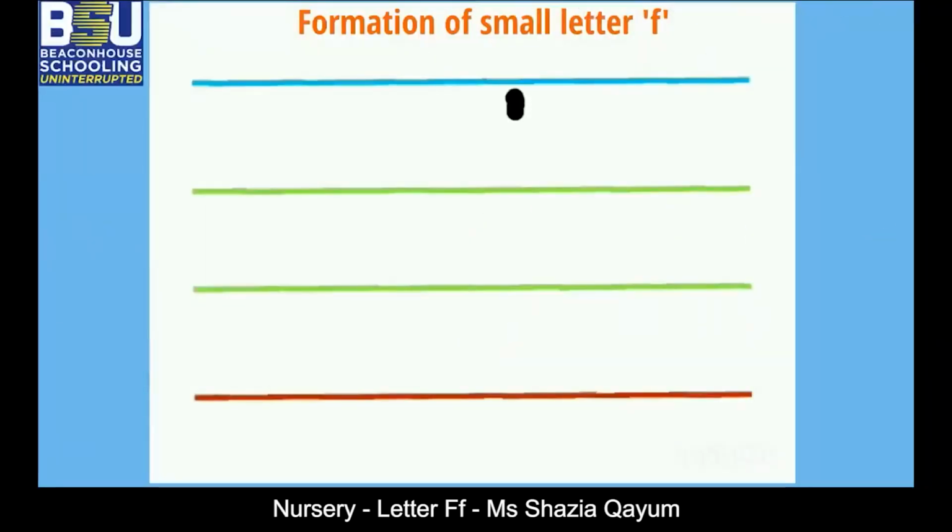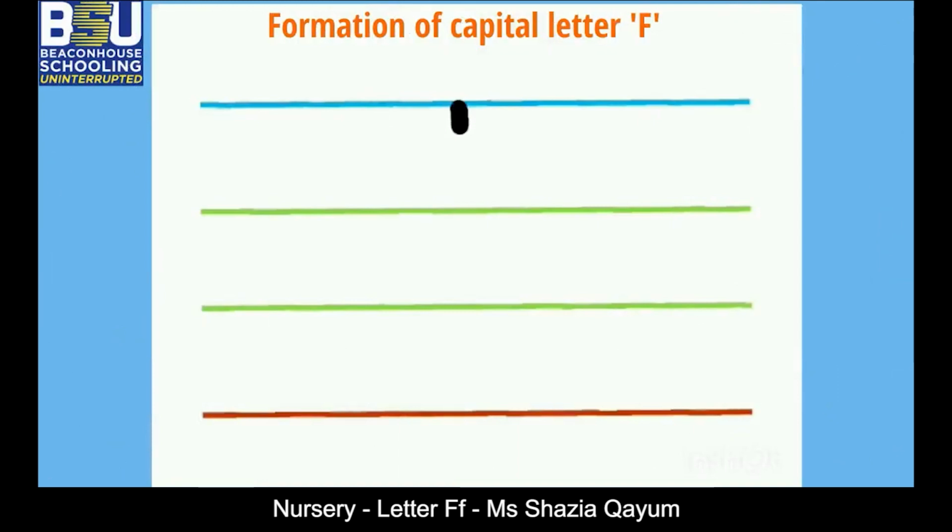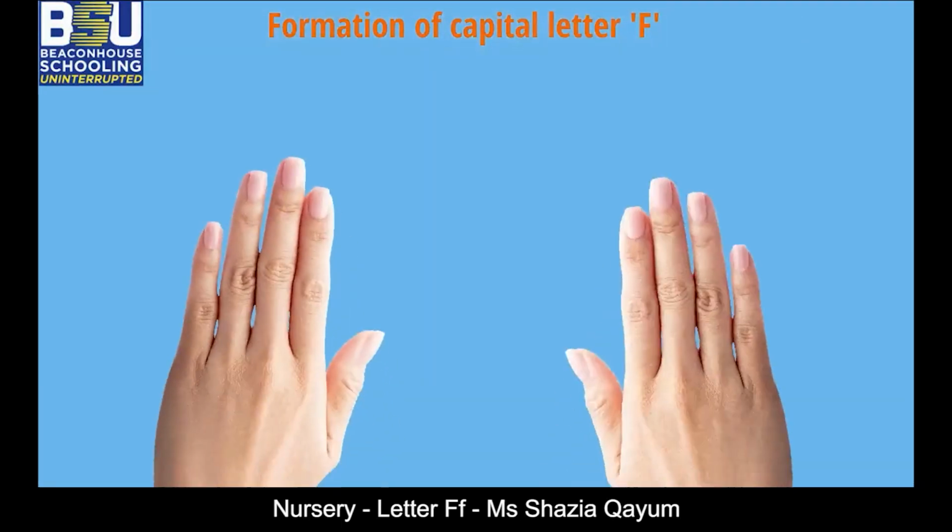For small letter F, draw an inward loop touching the skyline and go down straight, reaching the lower grass line. Then make a small sleeping line across the standing line on the upper grass line. Capital letter F. Start from the skyline, draw a standing line reaching the lower grass line. Go up to the starting point and draw a small sleeping line towards the right on the skyline. Next, go to the upper grass line, draw another sleeping line towards the right in the same way.